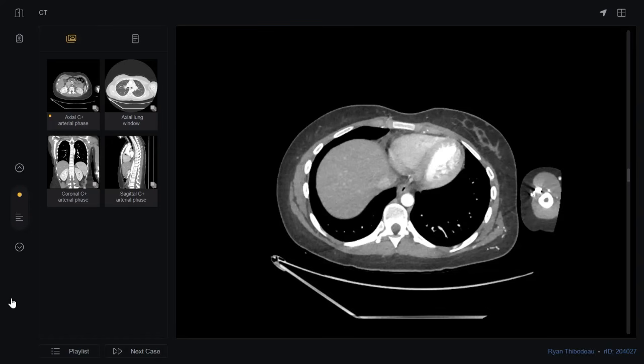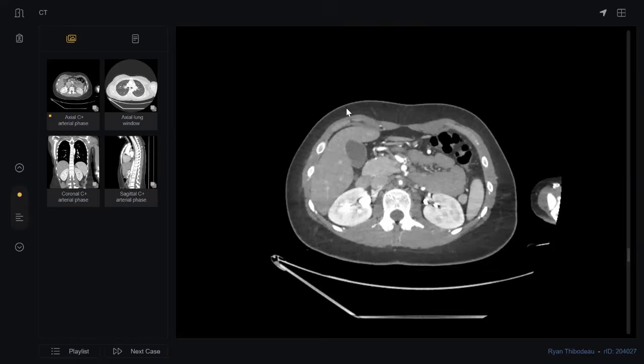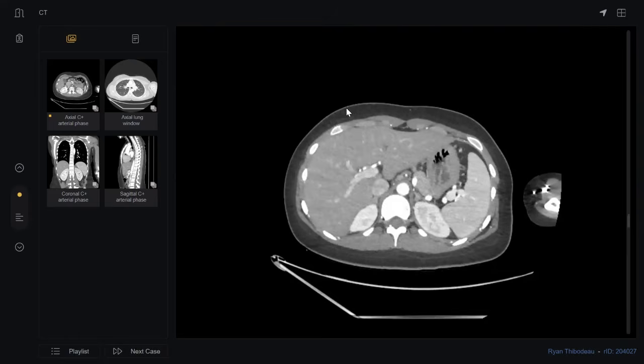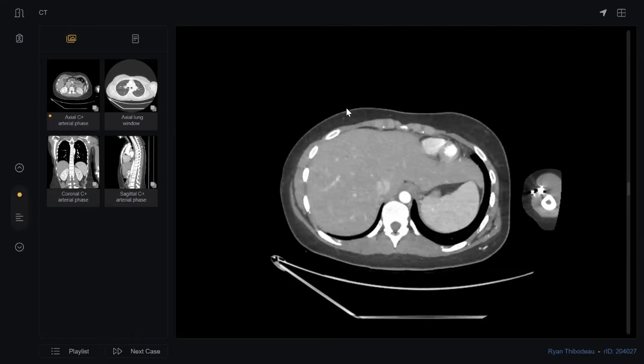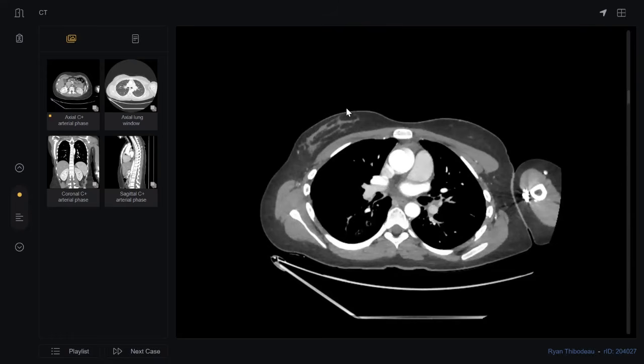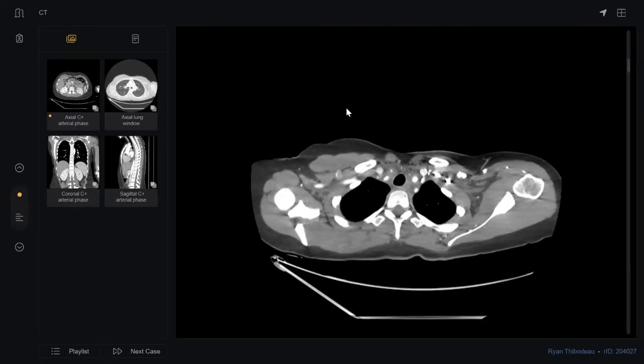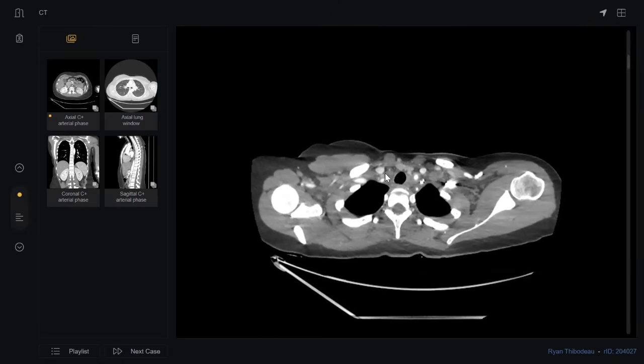The answer was Takayasu. Takayasu affects medium size and large vessels. So don't talk about anything else not related to the diagnosis. When you see it affecting the aorta and its major branches, I think don't mention any other. Look here, very narrow.